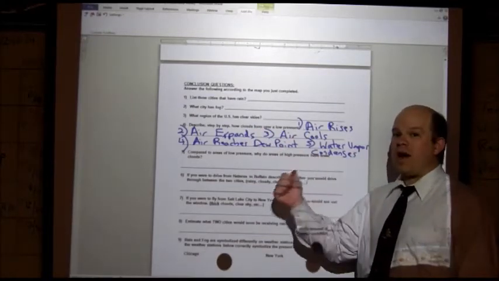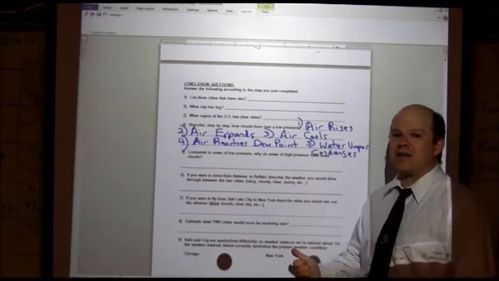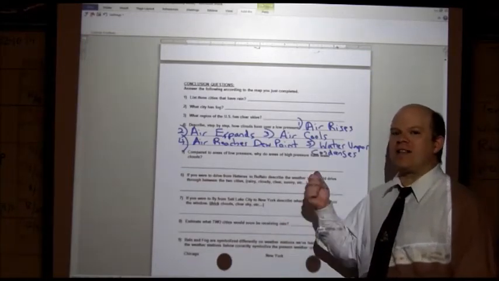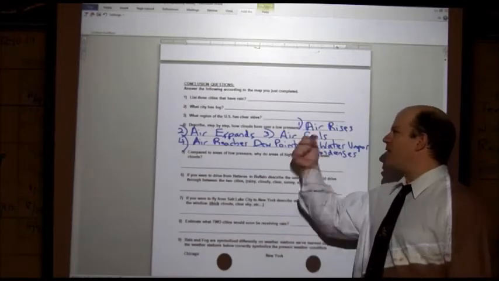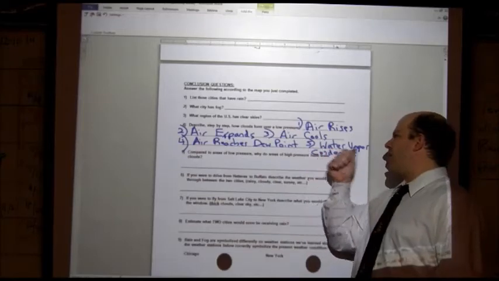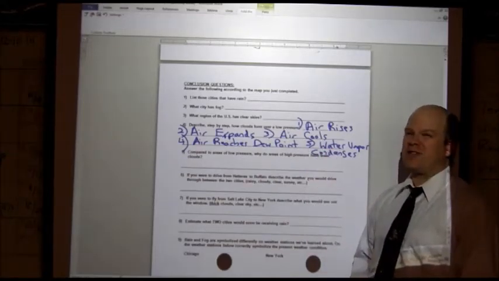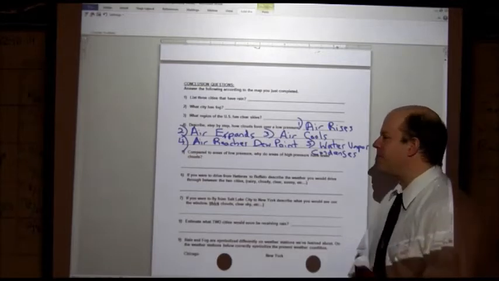So when we write how clouds form, it's air. The water vapor is already in the air. Don't put it there. You don't need to put it there. It's there. It's by itself. So air rises, air expands, air cools, air reaches the dew point, and the water vapor condenses. That's a lot, but it should be something that you can handle.